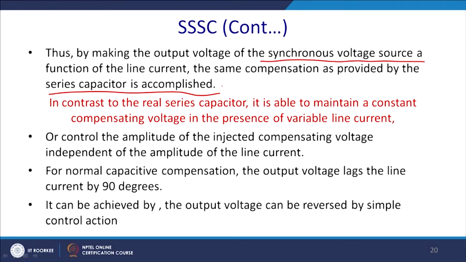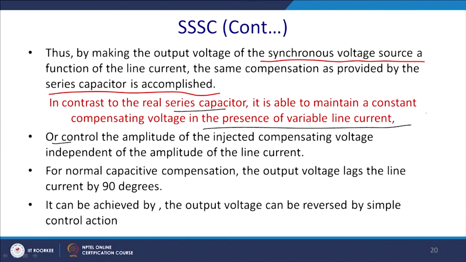Well, what is the difference? The difference is, in contrast to the real series capacitor, it is able to maintain a constant compensating voltage VQ. Previously we were compensating the impedance, now you are injecting a voltage in the presence of the variable line current. That is the difference. So, we can control the amplitude of the injected compensating voltage independent of the amplitude of the line current.